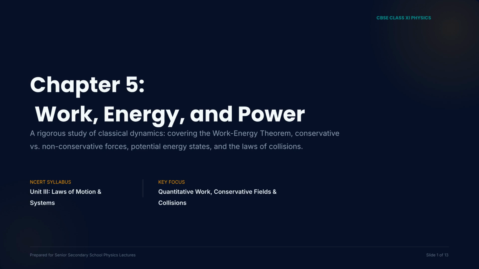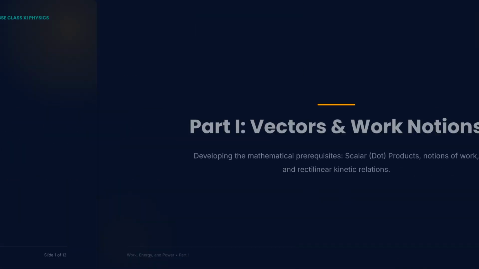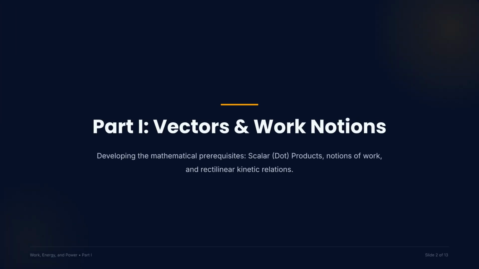Welcome to our video on Chapter 5, Work, Energy, and Power, based on the CBSE Class 11 physics curriculum. We will explore the fundamental concepts of classical dynamics, including the work-energy theorem, conservative and non-conservative forces, potential energy, and the laws governing collisions. In this first part of our video, we will cover the necessary mathematical prerequisites, focusing on the scalar dot product, the fundamental notion of work, and key relationships in rectilinear kinetics.